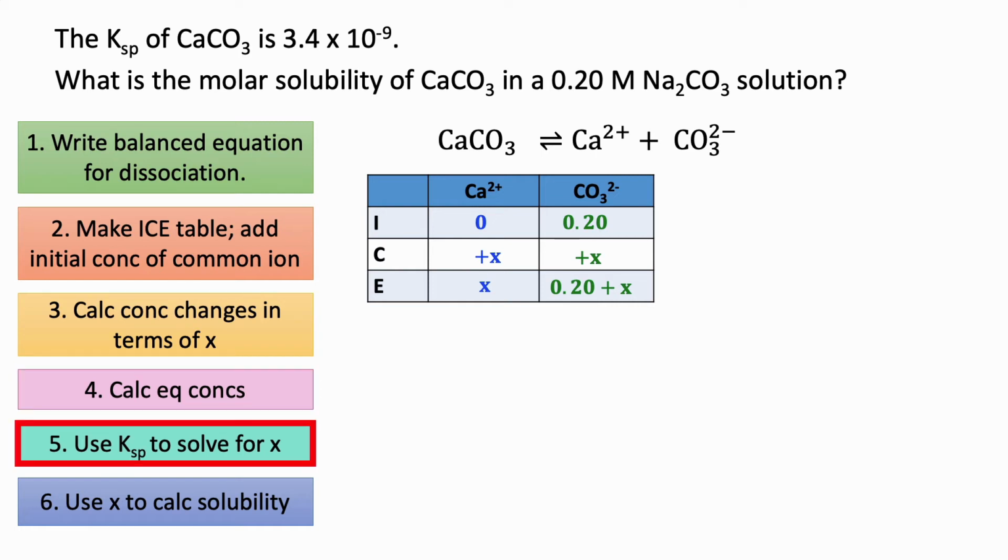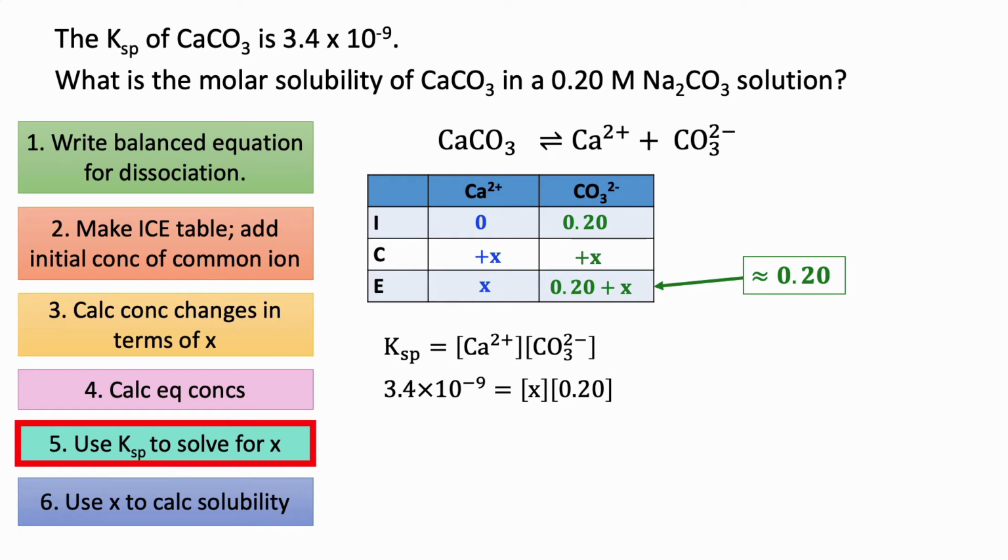Now we're going to solve for X using our Ksp expression. So here's our Ksp expression. It's just calcium concentration times carbonate concentration. Before we actually plug in our concentrations, let's just assume that X is going to be very small. Calcium carbonate is not very soluble. So we're going to approximate that 0.20 plus X is about the same as 0.20. So let's go ahead and plug that information into our Ksp expression.